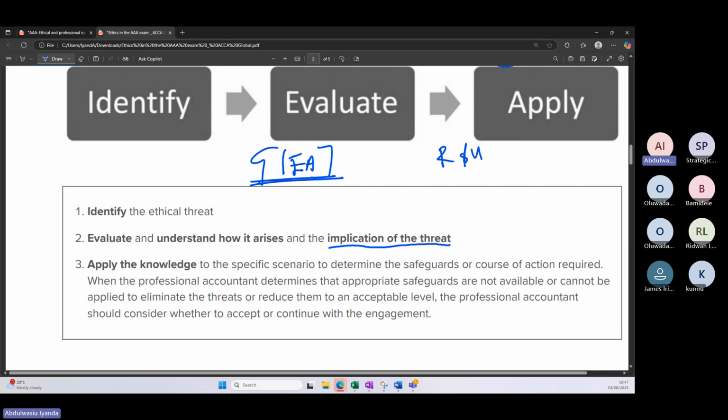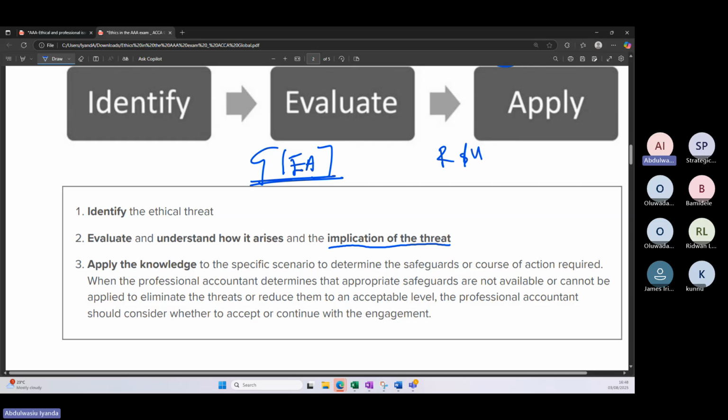You also need to say something the examiner is expecting. And the third one, they say what? Apply. Identify, evaluate, apply. Apply the knowledge to the specific scenario to determine the safeguard or the course of action required. Because it's not just about you identifying the problem. It's not just about telling us what the source is, what the implication is. That's not enough. You also need to tell us how we can reduce the problem.